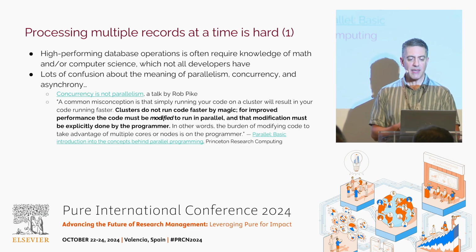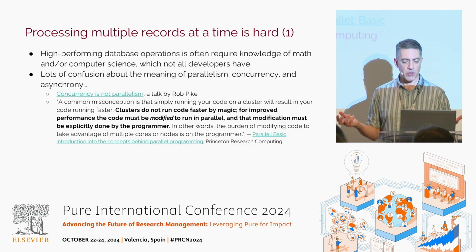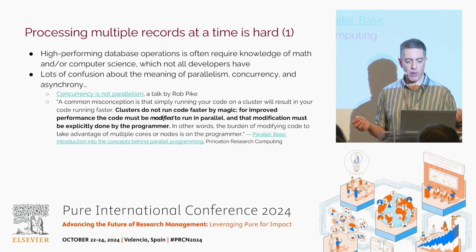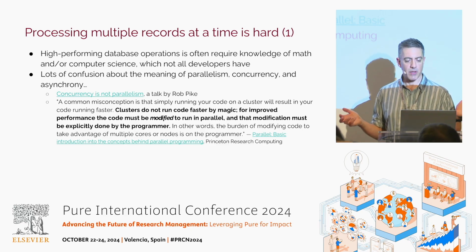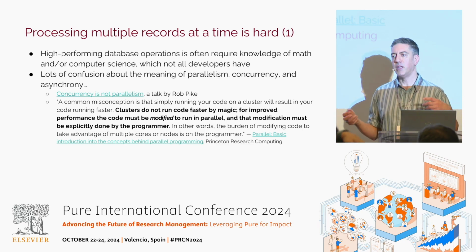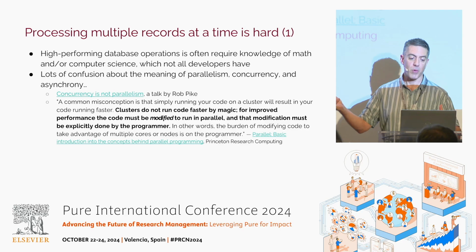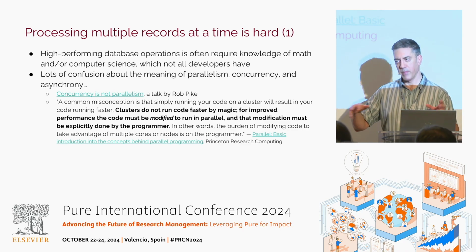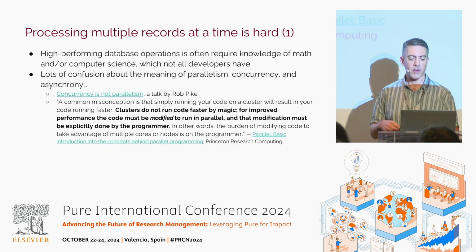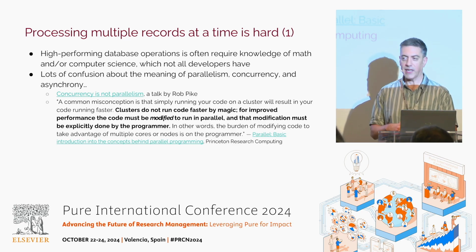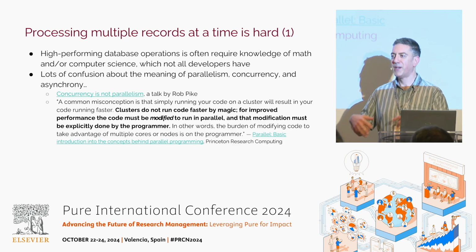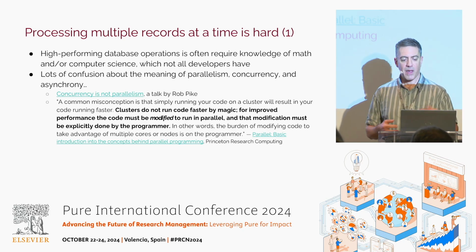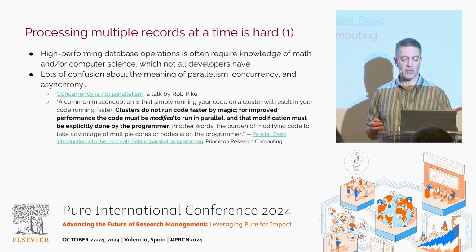And it seems like there's a lot of confusion about what those terms even mean. The developers in the room may recognize Rob Pike, a computer scientist who is one of the creators of Go, which is a language that supports asynchrony really well. And he has a great talk called Concurrency is Not Parallelism, trying to help developers understand these are not the same thing.